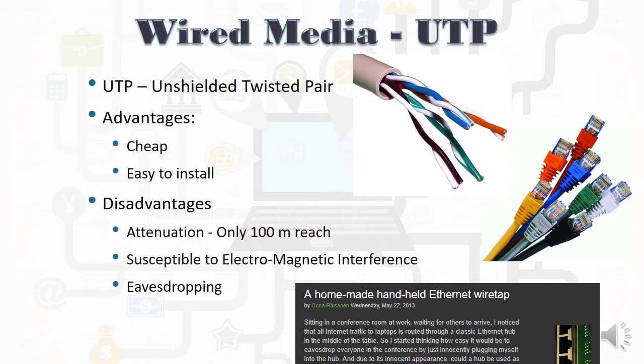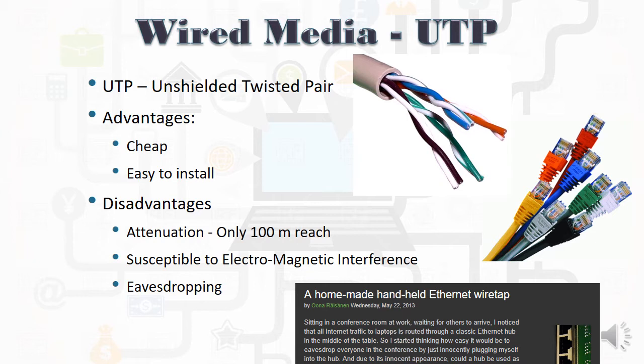The advantages of UTP is that it's cheap and it's easy to install. The disadvantages is that it has a lot of attenuation, which means that the signal gets weaker and weaker as you travel down the cable, as the communication travels down the channel. And after about 100 meters of cable, the signal's gotten so small it's no good. It is susceptible to electromagnetic interference, and it's also susceptible to eavesdropping.